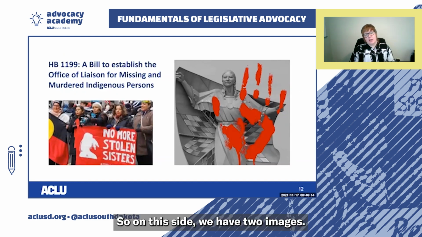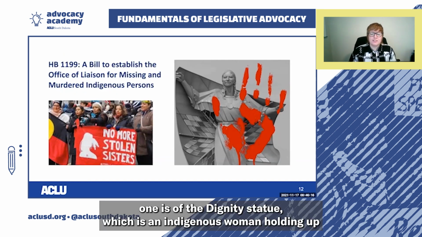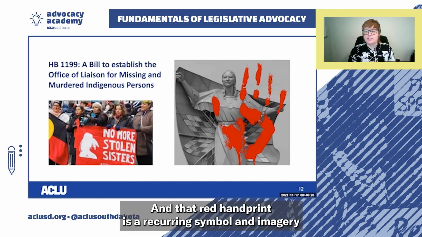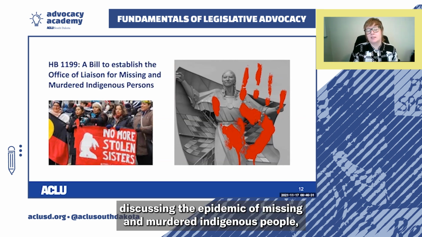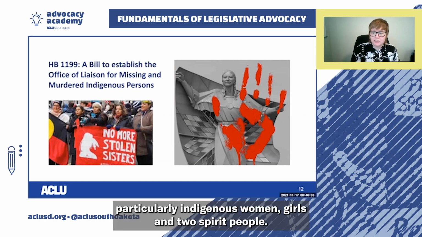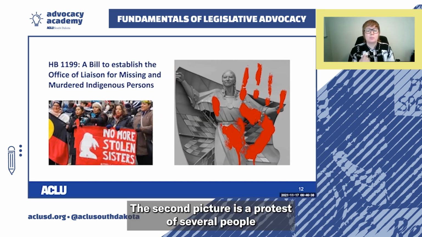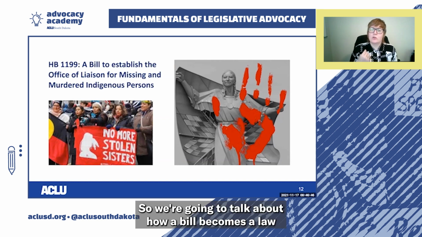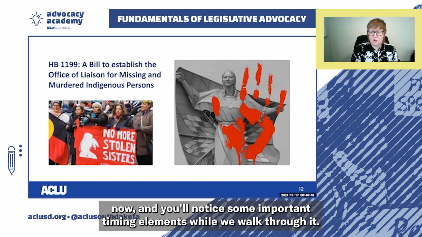Okay. So on this slide, we have two images. One is of the dignity statue, which is an Indigenous woman holding up a star quilt, and a red handprint across the image. And that red handprint is a recurring symbol and imagery discussing the epidemic of missing and murdered Indigenous people, particularly Indigenous women, girls, and Two-Spirit people. The second picture is a protest of several people holding up a red and white sign that says "No More Stolen Sisters."